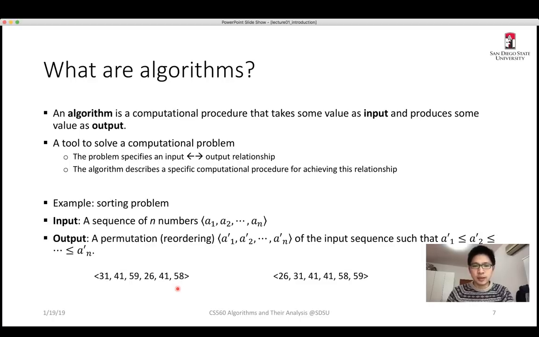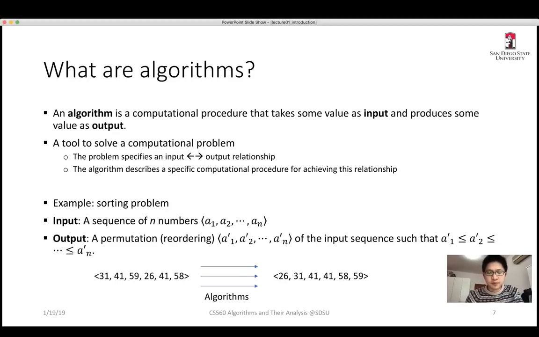And then look at this short example here. The original input 31, 41, 59, 26, 41, 58, after we apply some sorting algorithm onto it, then the desired output is 26, 31, 41 in ascending order. So an algorithm is defined as something between the input sequence and the output sequence here, as indicated by the blue arrows. What defines the procedures or the operations between the input and output are called algorithms.